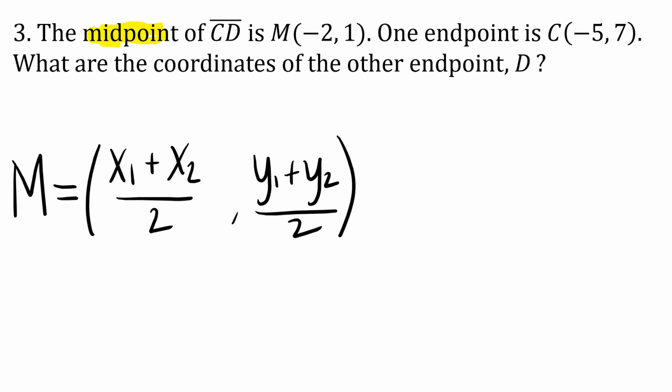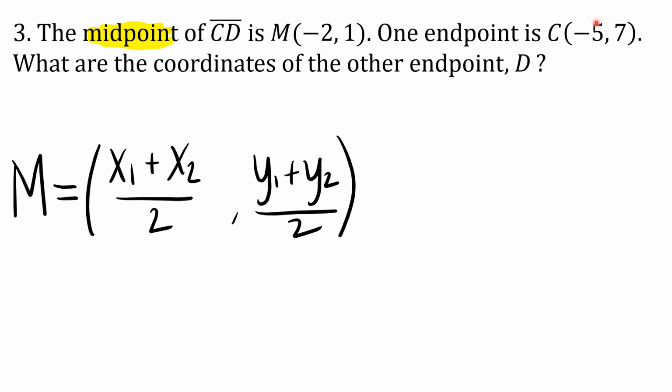That word there, midpoint, is our indicator of how we're supposed to proceed. We're going to proceed by using the midpoint formula, and let's plug in everything that we are given. The first thing we're given is the coordinates of the midpoint. They told us that M is negative 2, 1.